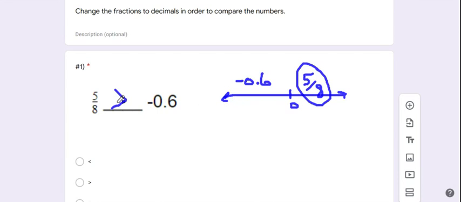Okay, so we need the Pac-Man or the alligator mouth eating the bigger number. So we would say 5/8 is greater than negative 6/10. And this is always the case when comparing a positive number to a negative number. All the positive numbers are greater than the negative numbers, since the positive numbers are to the right of the negative numbers. They are further to the right on the number line and therefore greater.